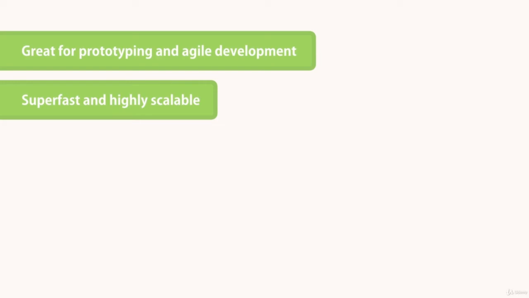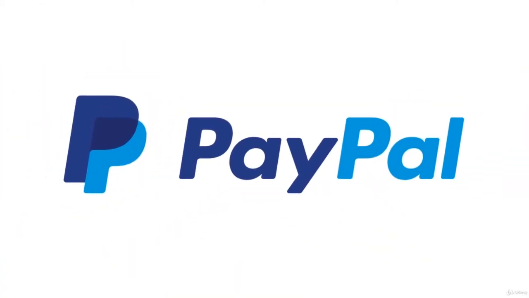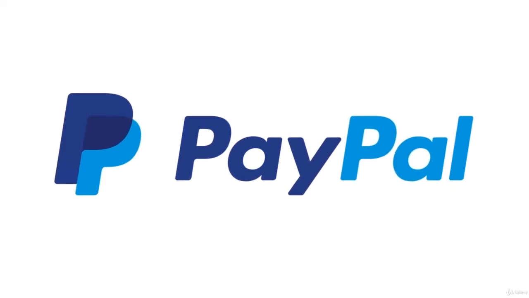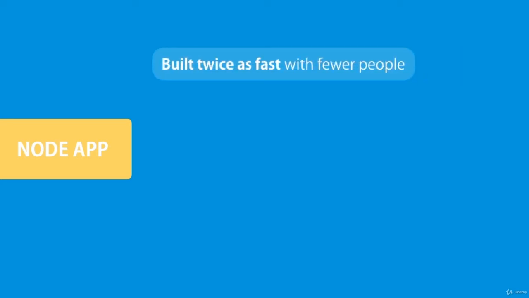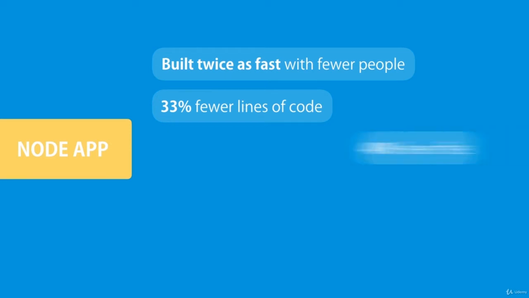It's used in production by large companies such as PayPal, Uber, Netflix, Walmart, and so on. In fact, at PayPal, they rebuilt one of their Java and Spring-based applications using Node, and they found that the Node application was built twice as fast with fewer people, in 33% fewer lines of code, and 40% fewer files.